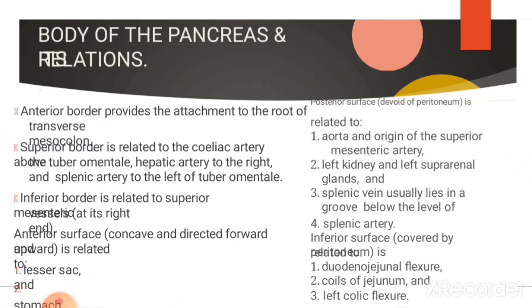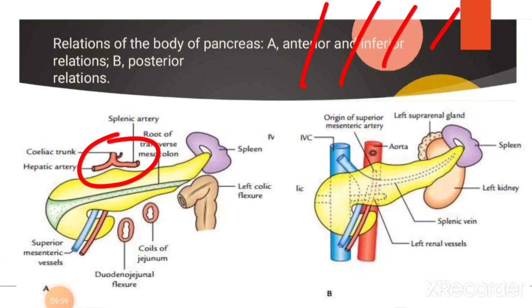Then the inferior border is related to the superior mesenteric artery. So where is the superior mesenteric artery? Here we can see the superior mesenteric artery on the inferior border. Vessels mean artery and vein. So it is very simple, don't confuse.